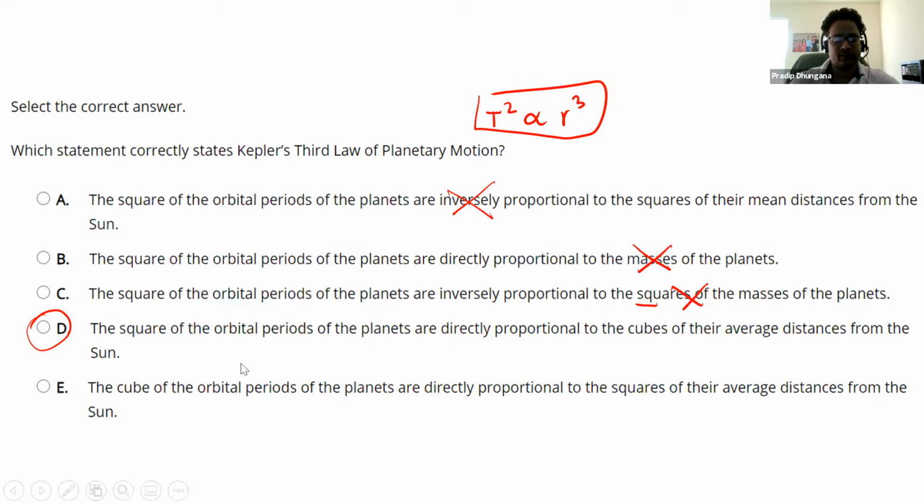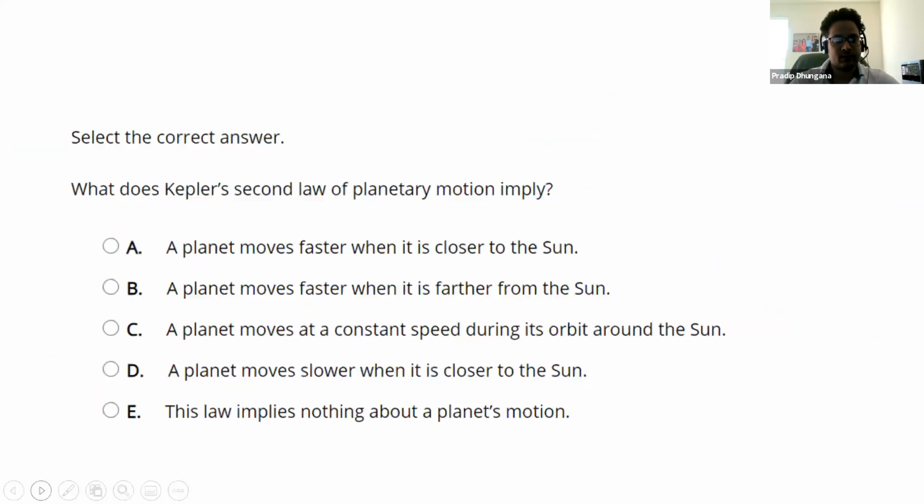Correct choice is D. Now let's go to another question. What does Kepler's second law of planetary motion imply? It implies that whenever a planet is closer to the sun, it moves faster, and when it is farther away, it moves slower. So in this case, the correct choice is a planet moves faster when it is closer to the sun.